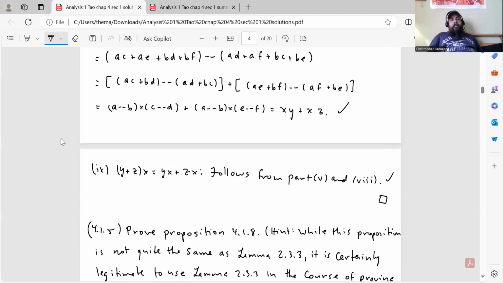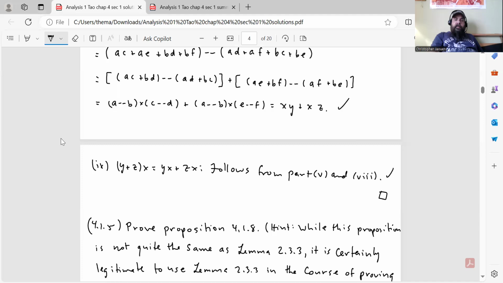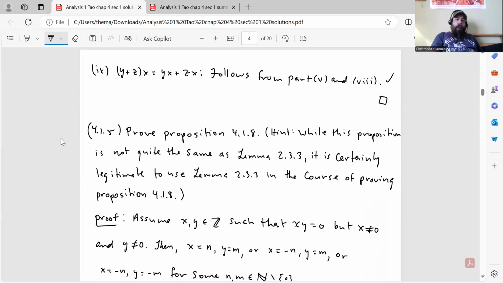Right, and we don't have to worry about property 9. This is just another version of the distributive law where we're distributing from the right rather than from the left. But we already know that multiplication is commutative, and we already know that the distributive law holds. So that follows from part 5 and part 8. So we don't have to do any extra work for that.